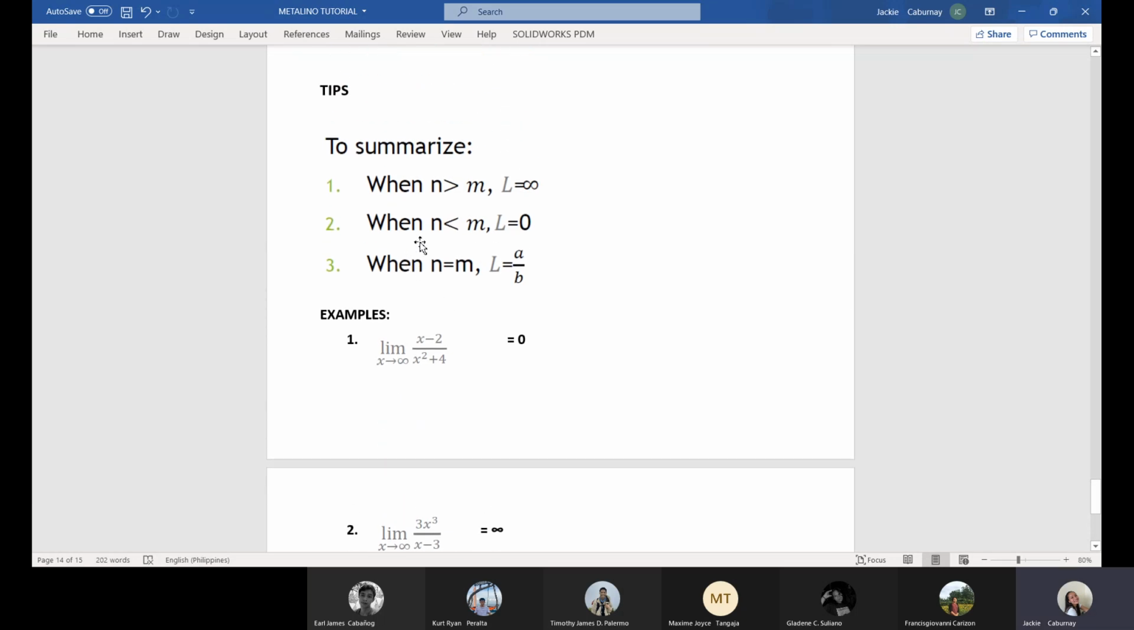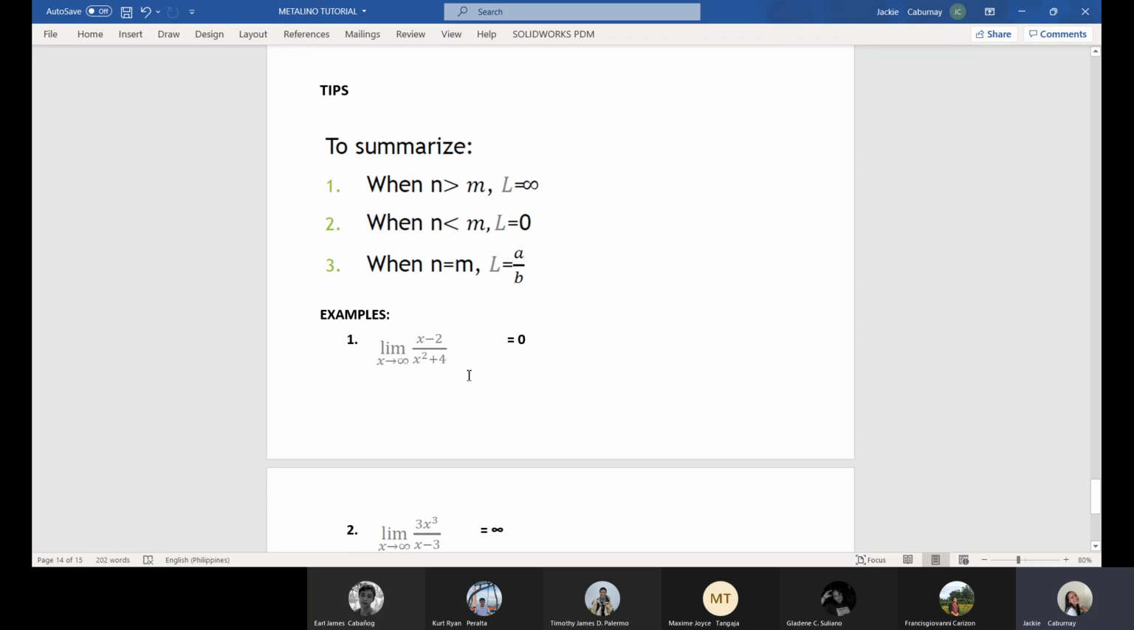So, tip number 2. When n is less than m, ang answer sa limit is 0. So, kung ang highest degree daw sa numerator is less than the highest degree of the denominator, ang limits nimo kay 0. So, for example, kani, limits of x minus 2 all over x squared plus 4, where x approaches infinity, answer niya kay 0.